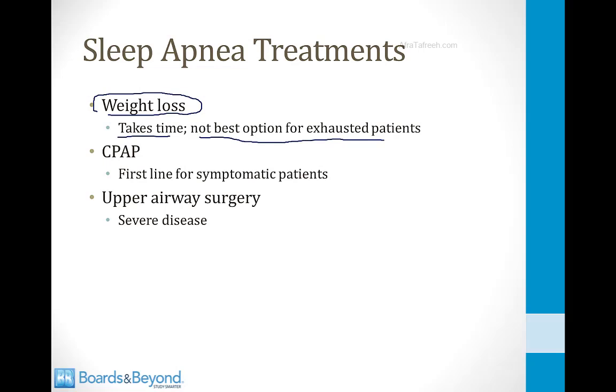CPAP, which is continuous positive airway pressure, is first-line therapy for symptomatic patients. I'll show you some pictures of this in a minute. This is where you apply a mask to the face of patients at night for when they sleep to keep the airway from closing. And then finally, patients who have severe disease sometimes have surgery to essentially cut away some of that fatty tissue in the pharynx so that it won't close off at night while they're sleeping.